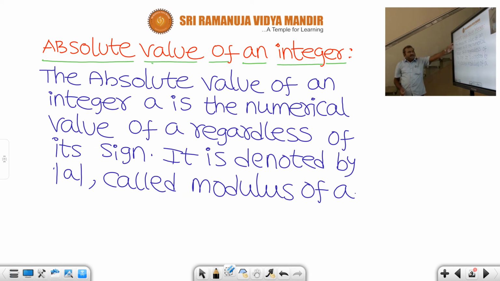So this is the basic definition. The absolute value of an integer a is the numerical value of a regardless of its sign. Simple. And it is denoted by the modulus of a, like this. This is the symbol.